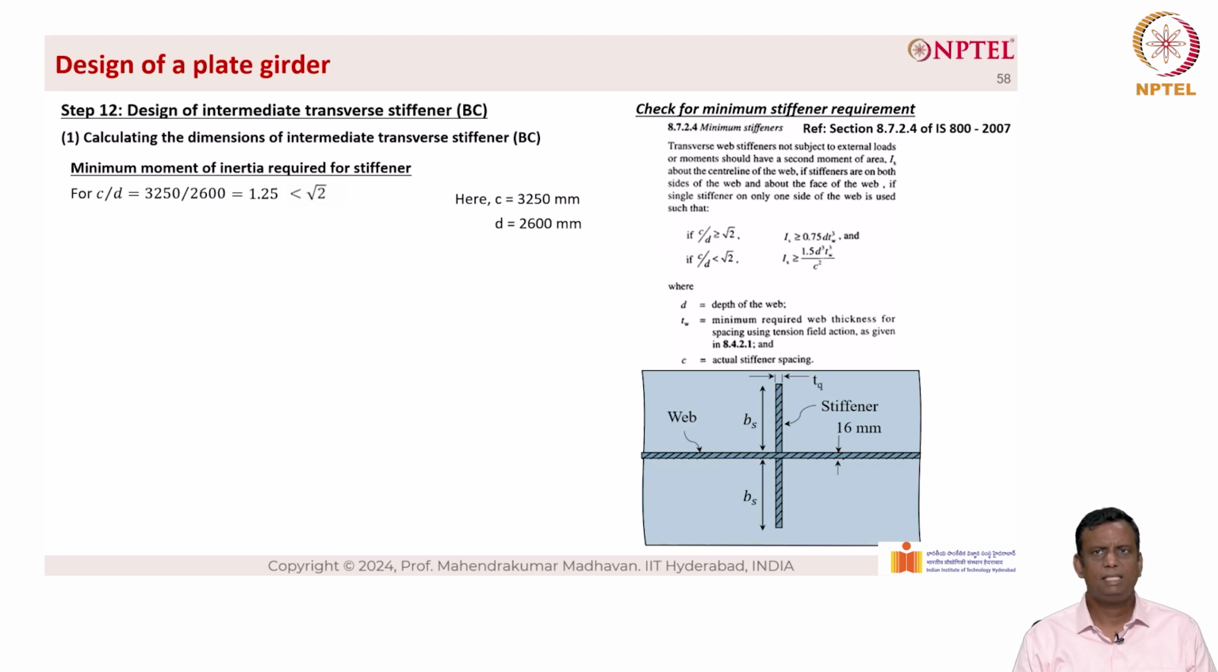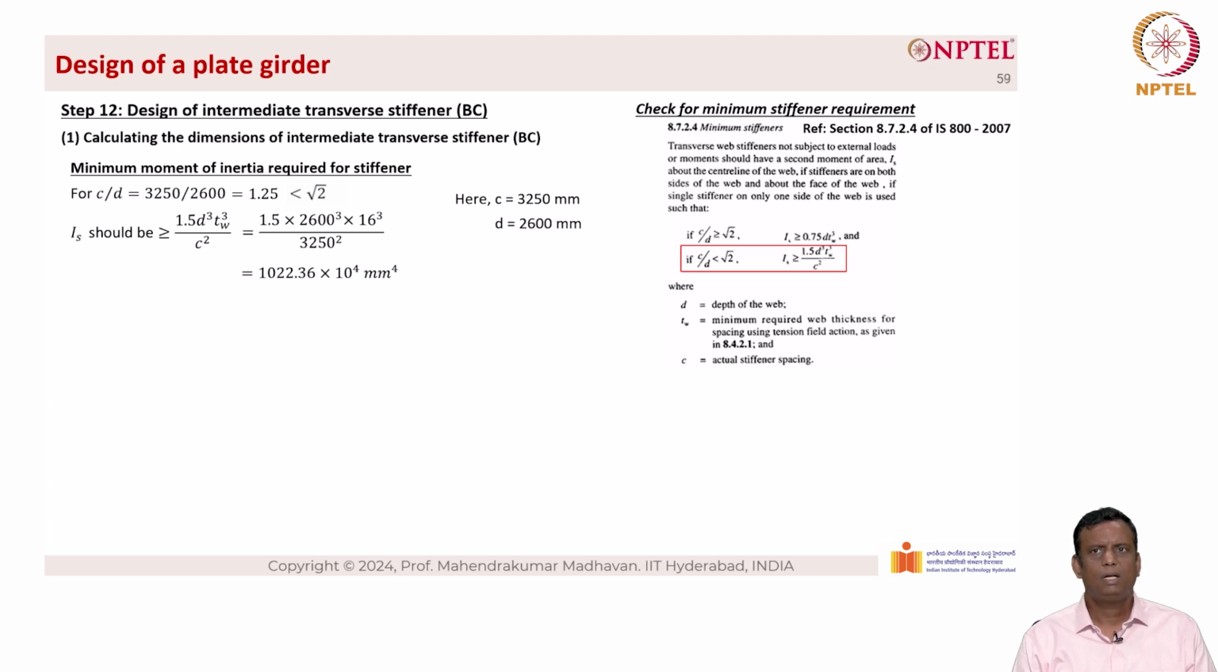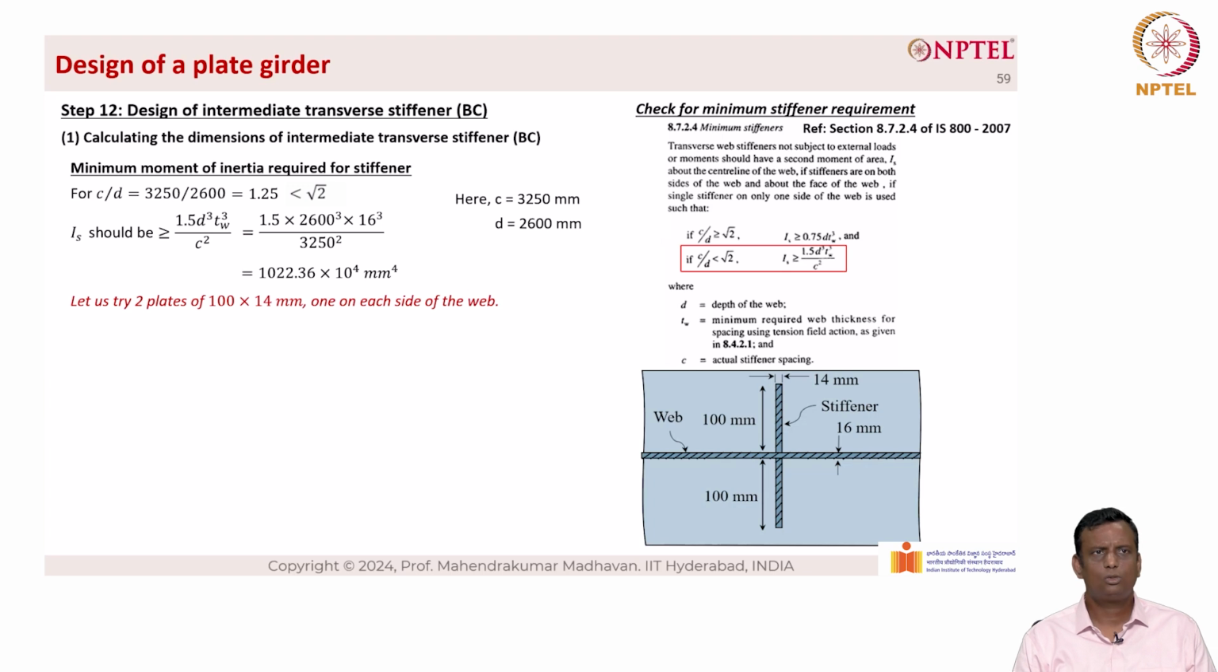So when C by D is less than root 2, which is 1.44, I sub S should be equal to or greater than 1.5 D cube into TW cube divided by C square. So 1.5 into 2600 cube into 16 cube divided by 3250 square gives rise to the value of 1022.36 into 10 power 4 millimeter power 4. Right. Now let us try two plates of 100 mm into 14 mm on each side of the web.